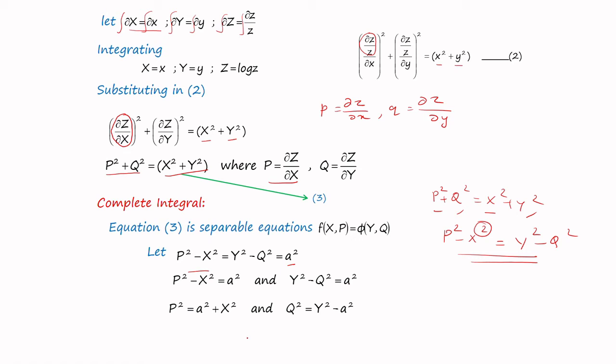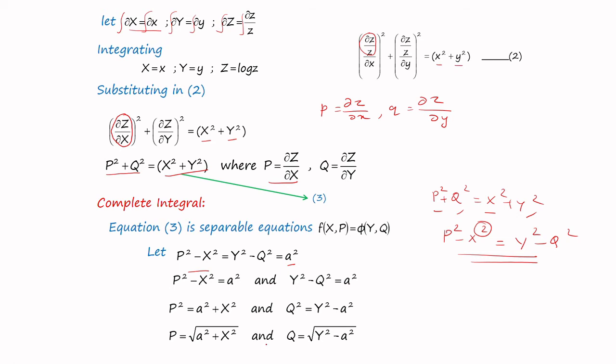After that, you have to take a square root. Then only you can easily integrate this, isn't it? So p is equal to root of a squared plus x squared, and q is equal to root of y squared minus a squared. This is the term we have to get. Okay, so what is our complete integral?